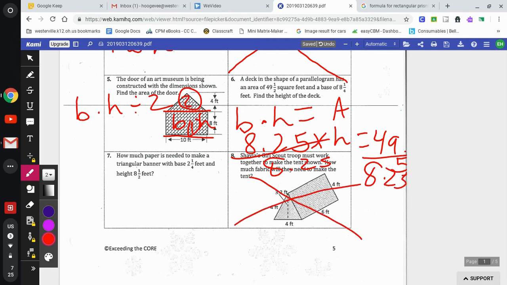We'll get rid of question 8, another triangular prism. Next, you have a triangular banner. They give you the base, they give you the height. So remember again, your formula is area equals base times height divided by 2.